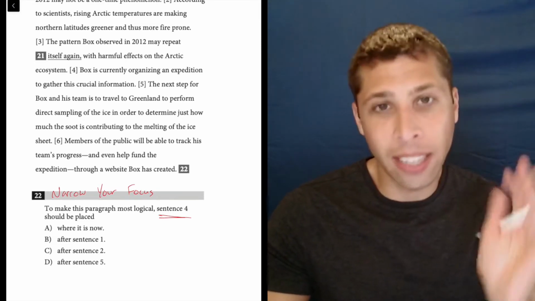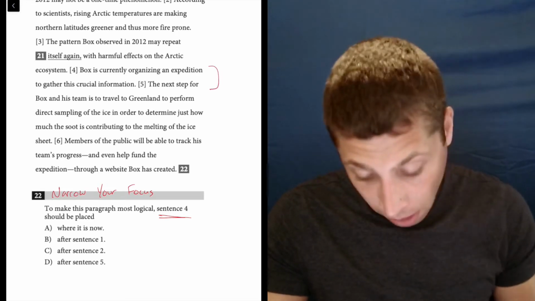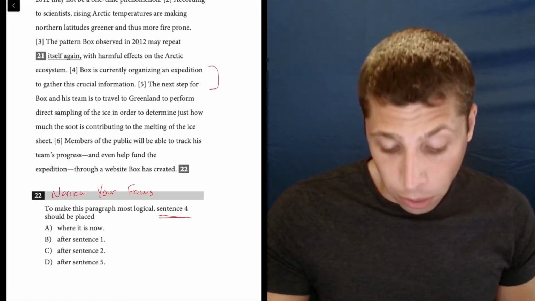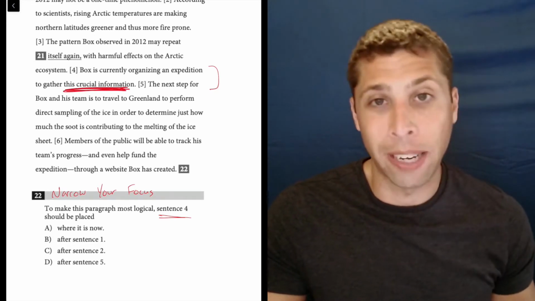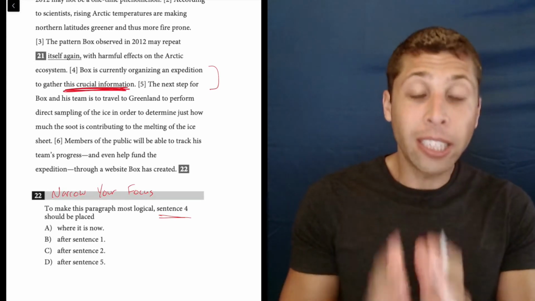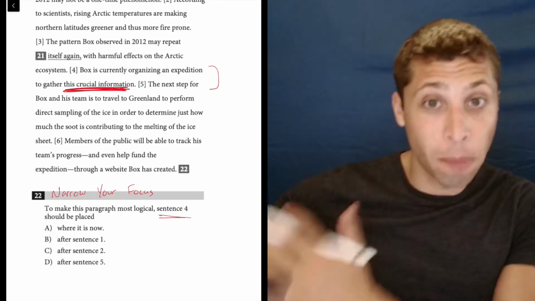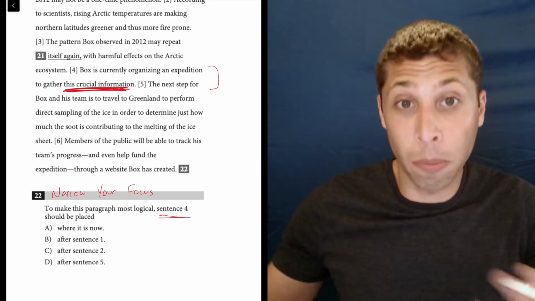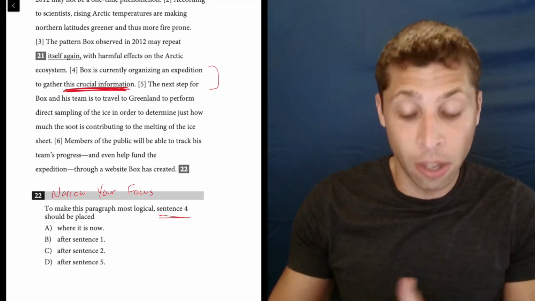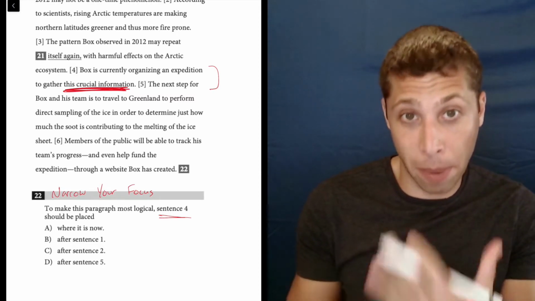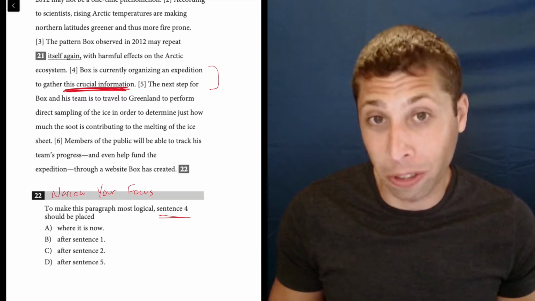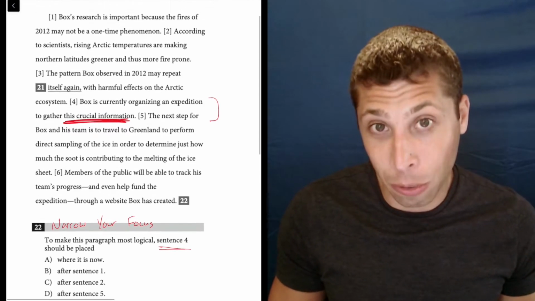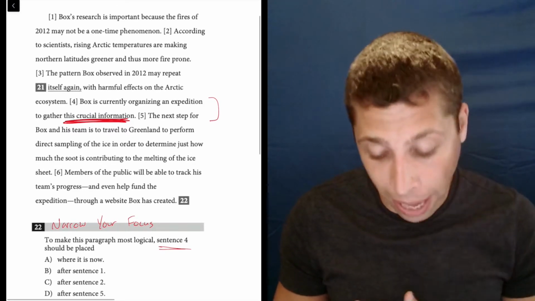And there's a dead giveaway here. Let's take a look. Sentence 4: Box is currently organizing an expedition to gather this crucial information. They're very clearly referring to some crucial information that they just brought up in a previous sentence. So now as I read the paragraph, I'm looking for anything that seems like a piece of crucial information that we'll want to go on an expedition to collect.